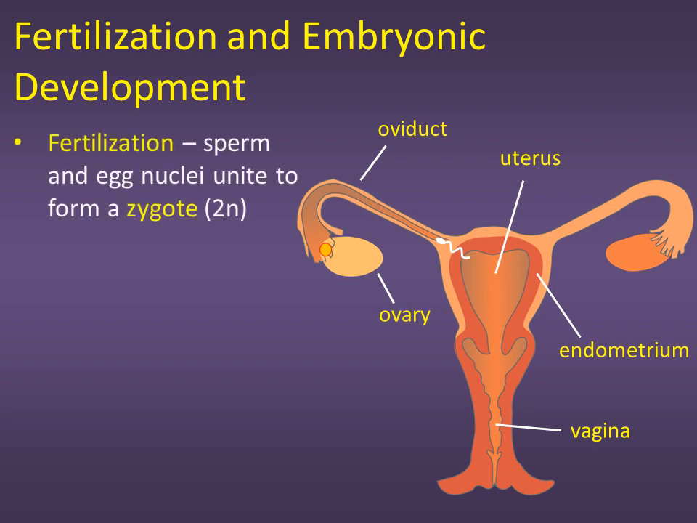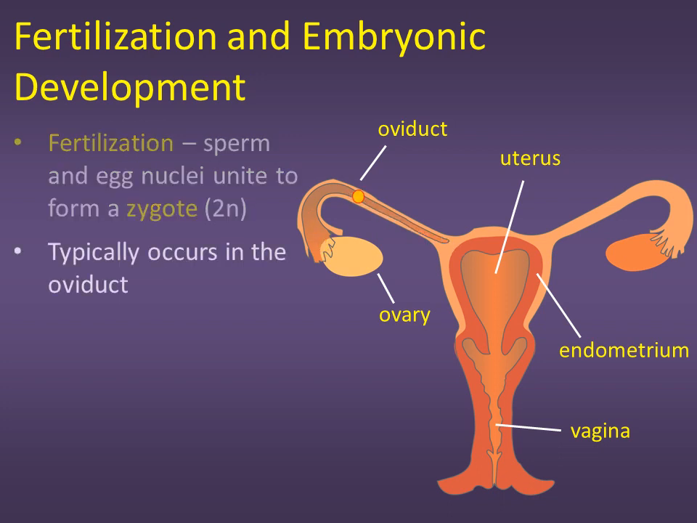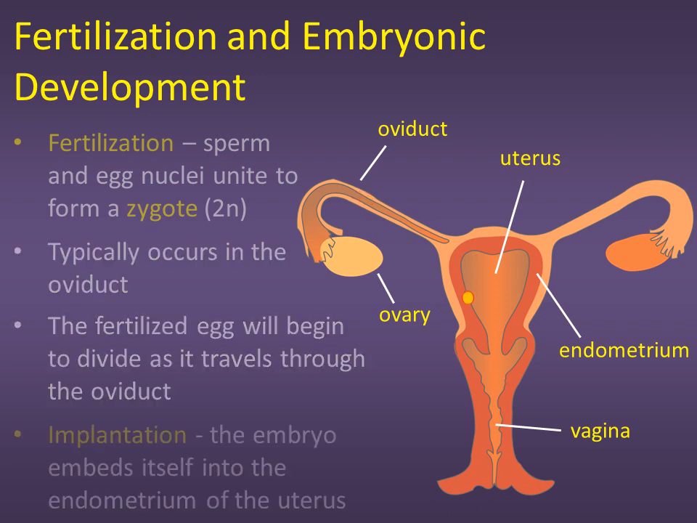Fertilization is the fusion of a haploid sperm and egg nuclei to form a diploid zygote cell. This event typically occurs in the oviduct of the female reproductive system, and the fertilized egg then travels through the oviduct, dividing as it goes, until it reaches the uterus, where it will implant into the endometrium and begin embryonic development.